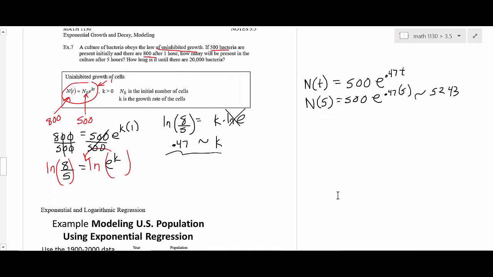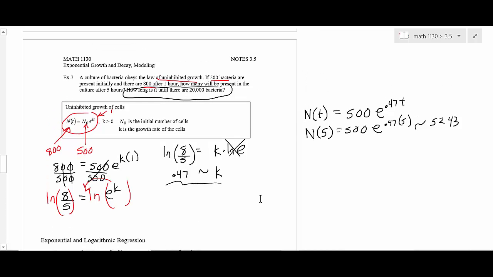Now the next problem, I'm not going to solve the next problem because we've done it enough, but let's just talk about how you would do this. So if you're doing how long it would take for there to reach 20,000 bacteria, then you would do this. Okay, so on this next problem, you would replace that with 20,000.